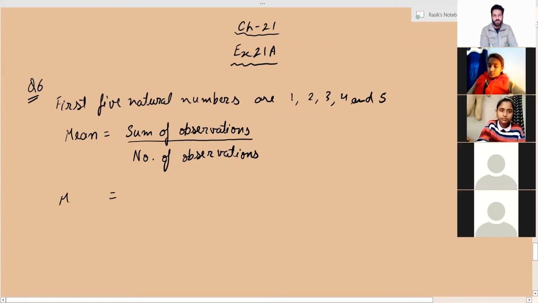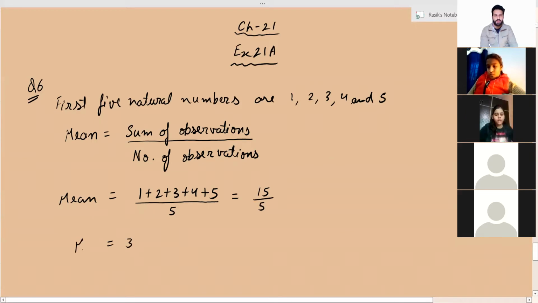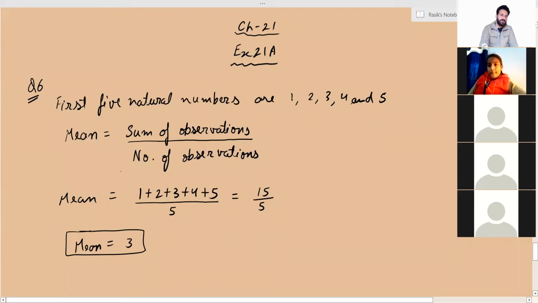So mean is equal to 1 plus 2 plus 3 plus 4 plus 5, and divide by the number of observations. How many? 5. There are 5 numbers, so divide by 5. When you add, you get 15 upon 5. So first one I have done for you. The answer is 3. Mean is equal to 3. Is there any doubt in it? No, sir. Very good.